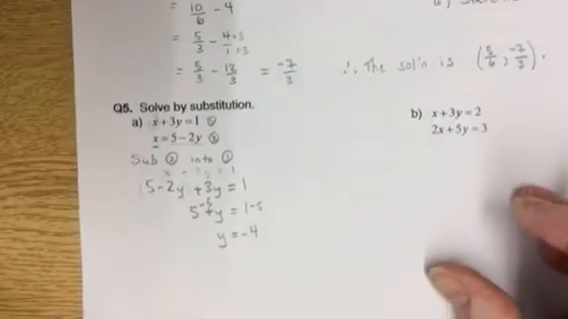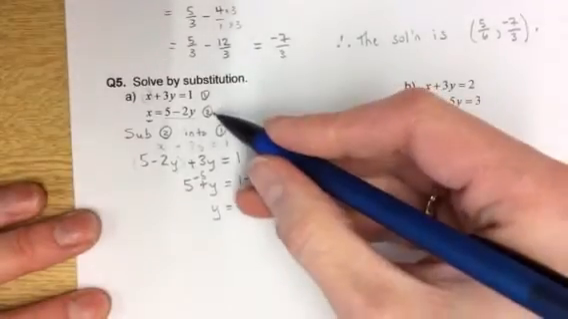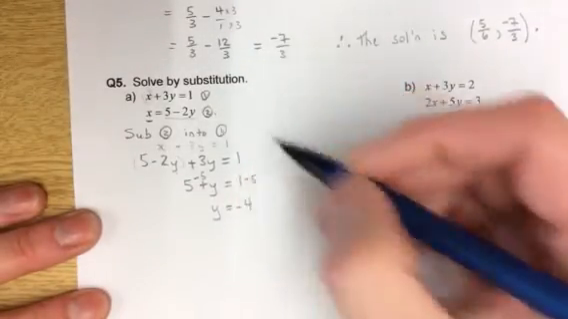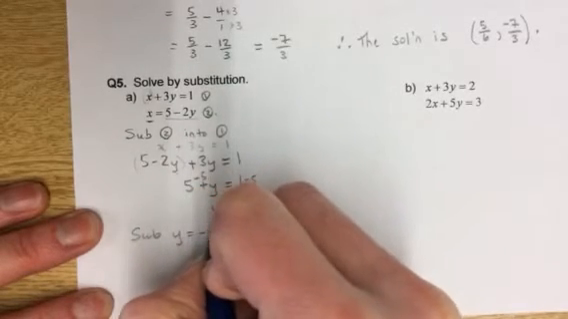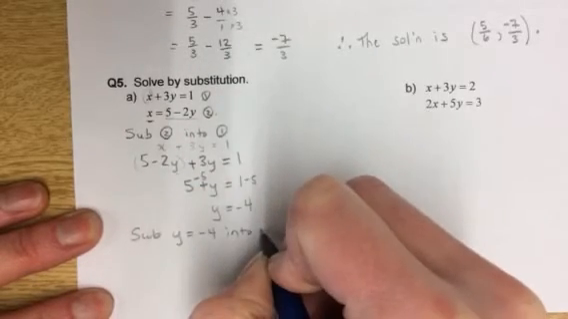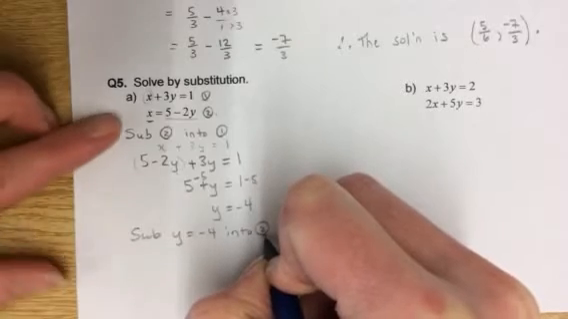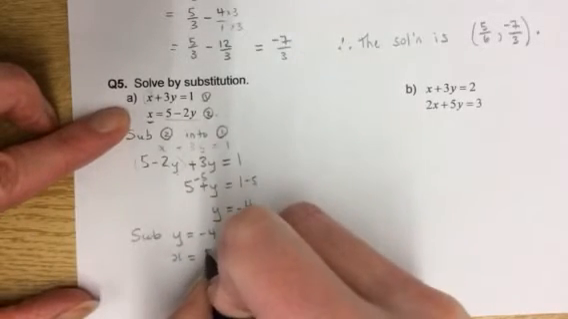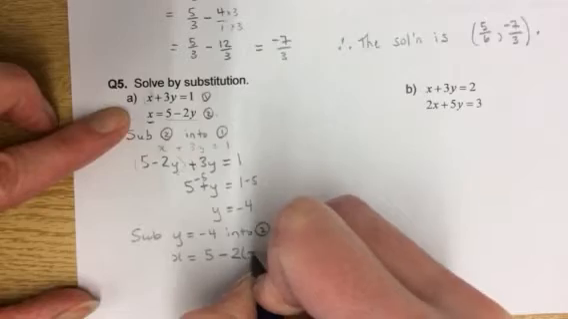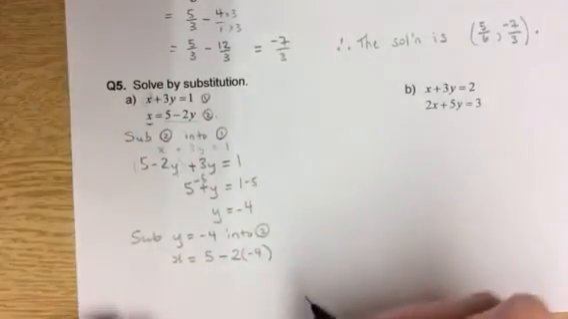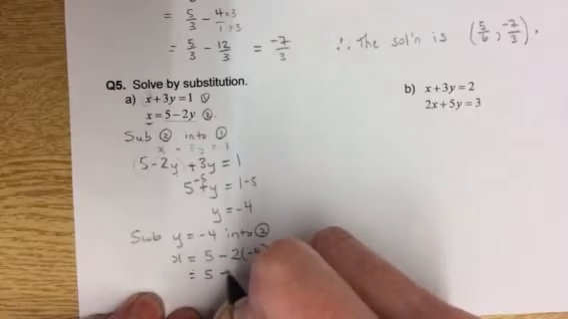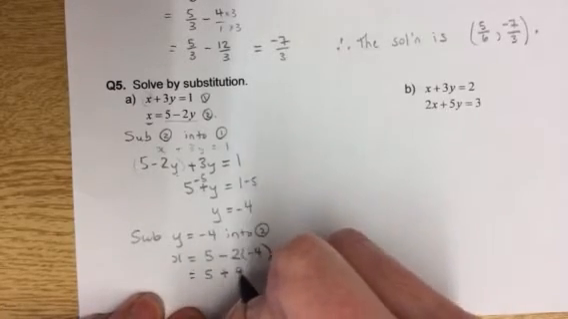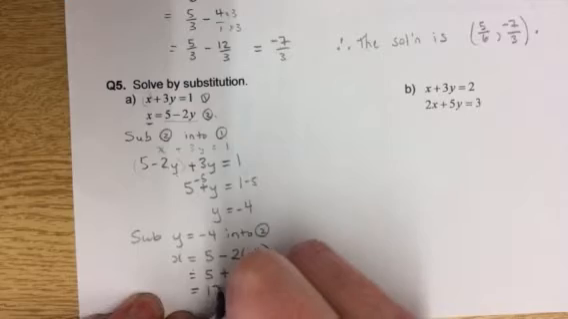Now that I have what y is equal to, I can sub that back into my equation 2, the other equation that I am subbing in. Sub y equals negative 4 into 2. And my equation 2 was x equals 5 take away 2 times y, which is negative 4. 5 take away, that will end up being a plus 8. And 8 plus 5 is 13.